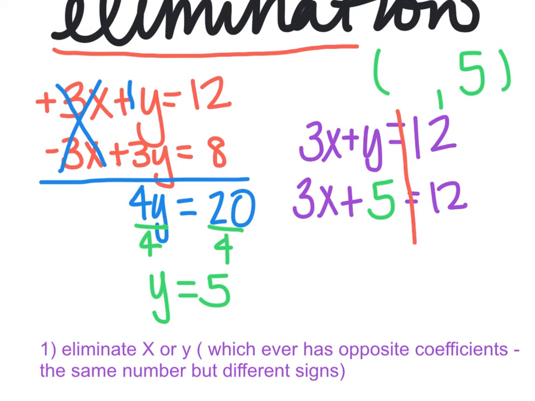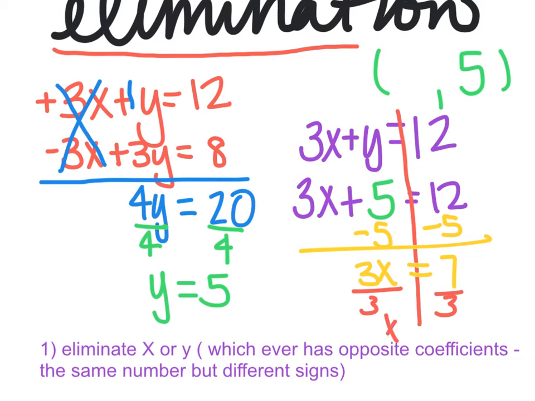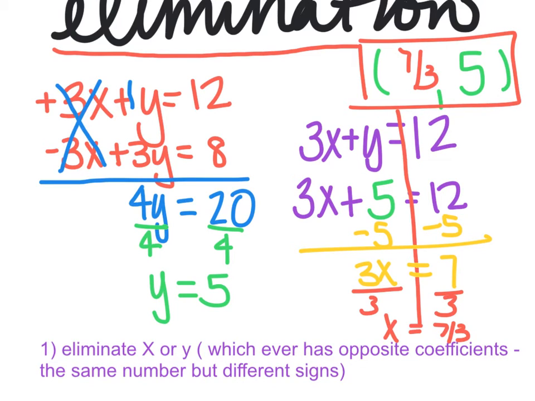So I'm going to draw my line. I want to get x by itself, so I'm going to minus 5 from both sides. So I have 3x equals 7. And then my final step is going to be to divide both sides by 3. So I'm going to divide by 3, I'm going to divide by 3, and I get x equals 7 over 3. So that is the other half of my answer. So 7/3 and 5 are my answers.